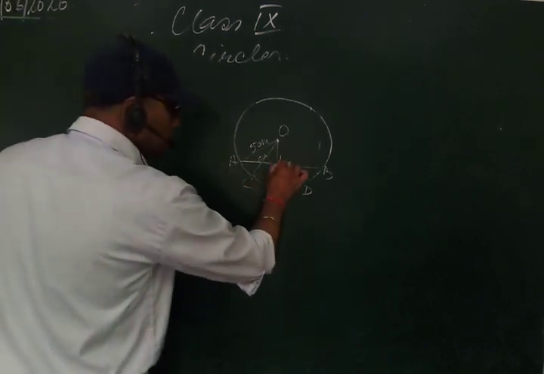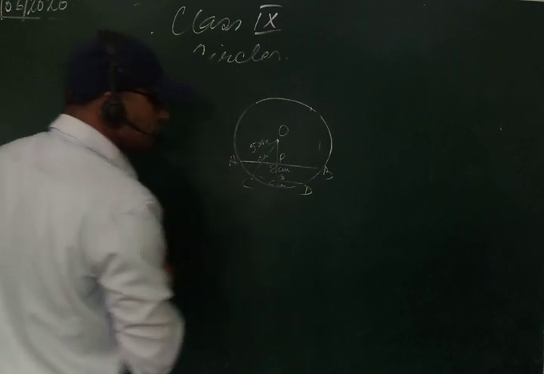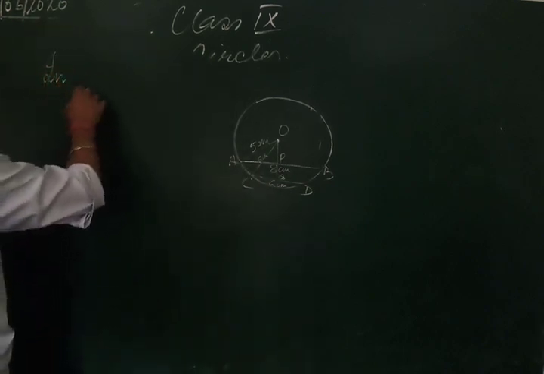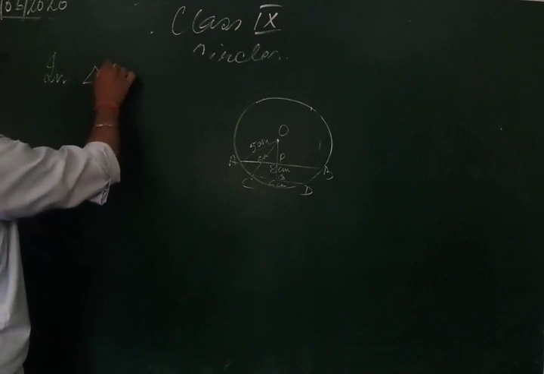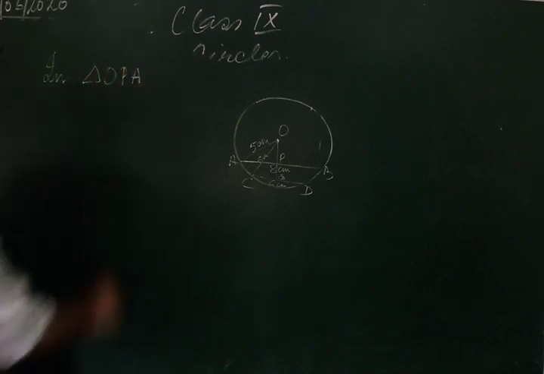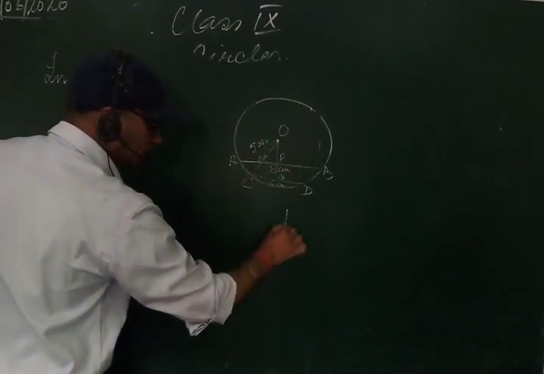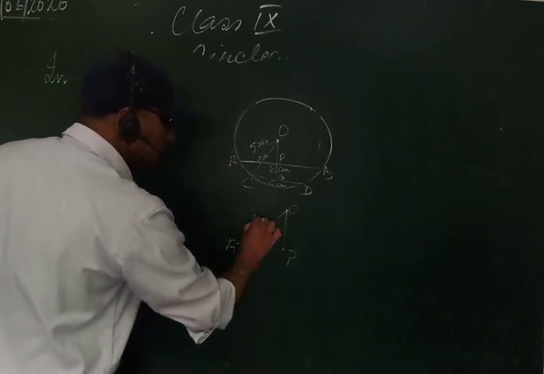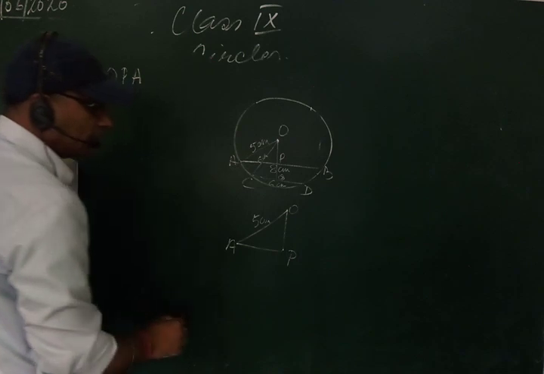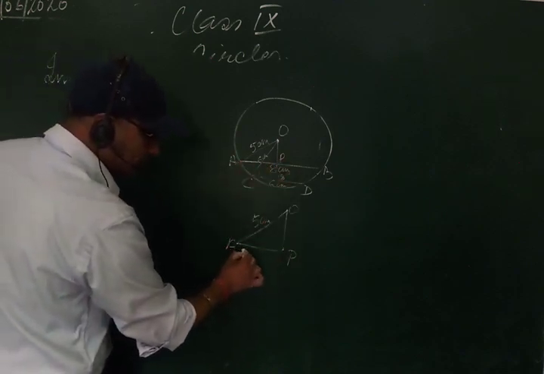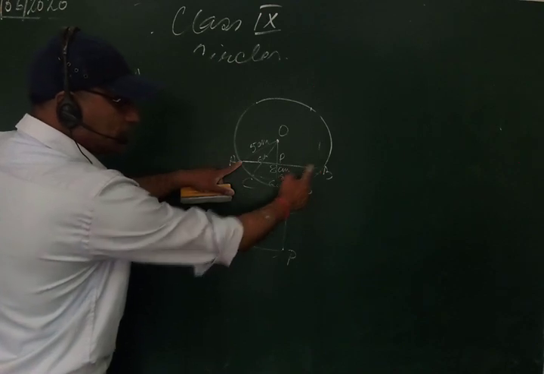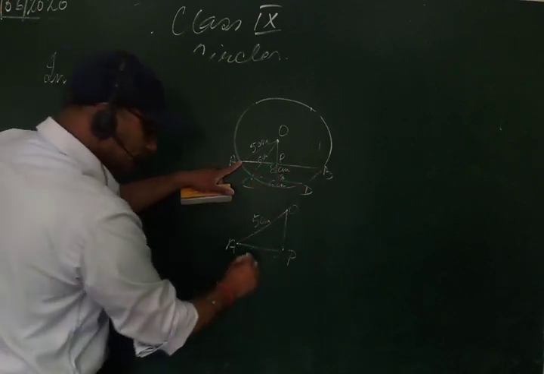Let us suppose this point is P and this point is Q. Now, after having drawn the diagram, what you can write in triangle OPA. We are taking the triangle OPA like this. This is 5 centimeters. Now this is AP. AP means the whole length of the chord is 8 centimeters, means AP will be 4 centimeters.